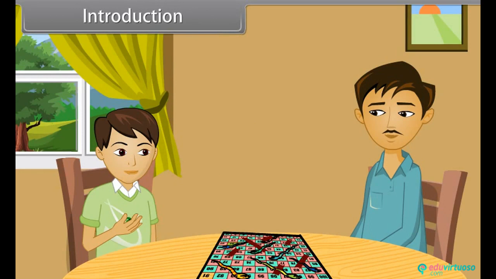We can just find the probability of the outcome. Probability is the chance that something will happen. In this lesson, you will learn how to find the probability of random experiments.